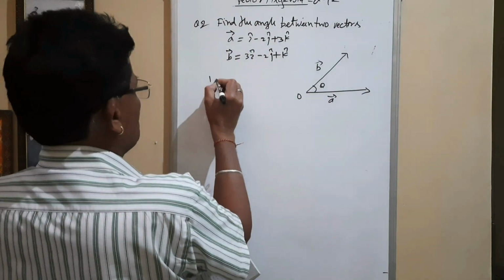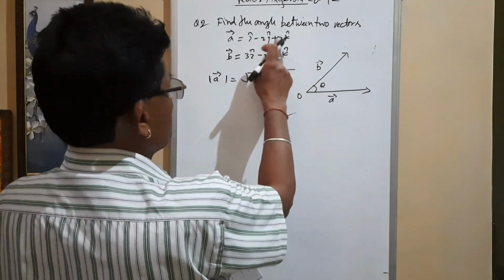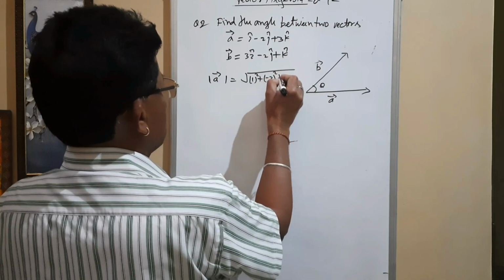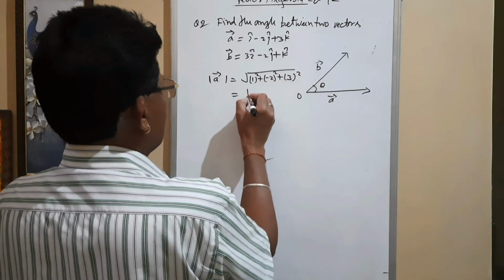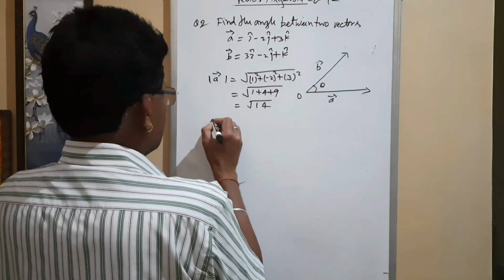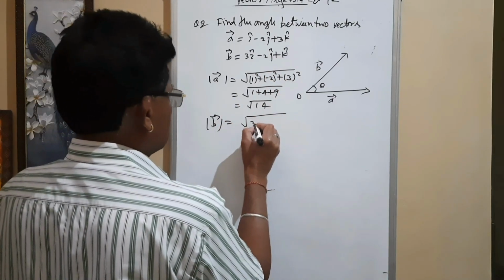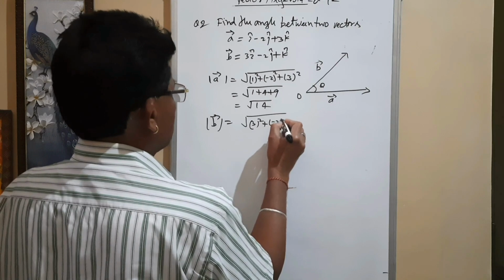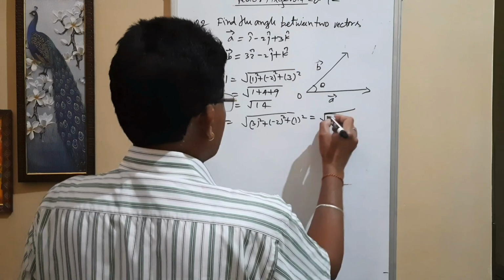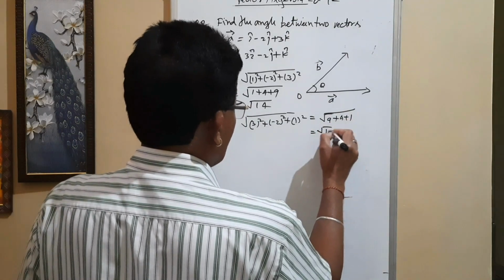Then find the magnitude of A. To find the magnitude of A, you take the sum of the squares of the scalar components of the vector. That is 1 square plus minus 2 square plus 3 square, that is 1 plus 4 plus 9. It will be root 14. Similarly, the magnitude of B is the sum of the squares of the scalar components: 9 plus 4 plus 1. It will also be root 14.